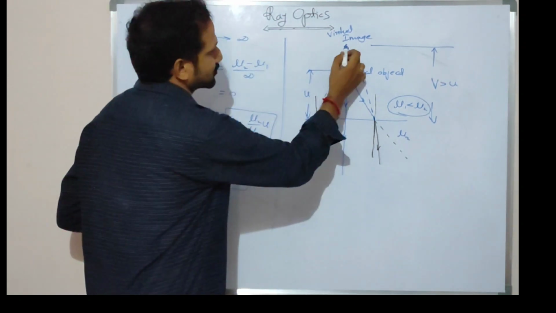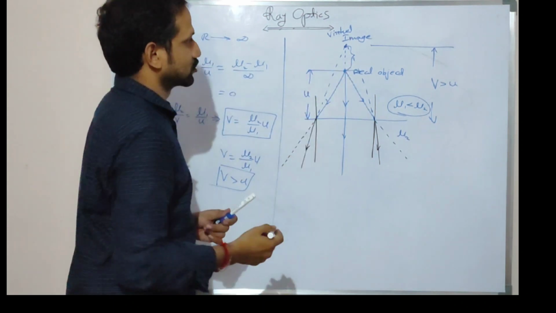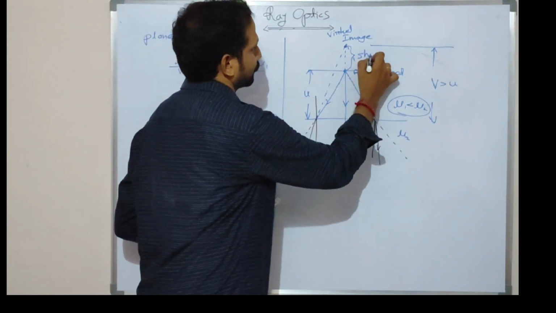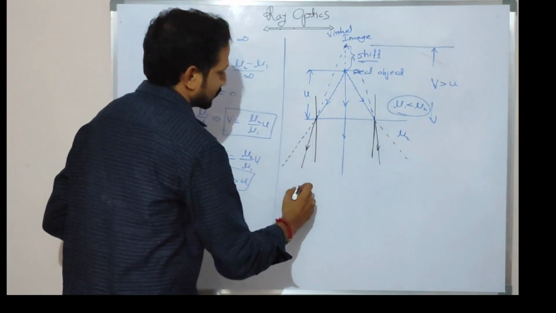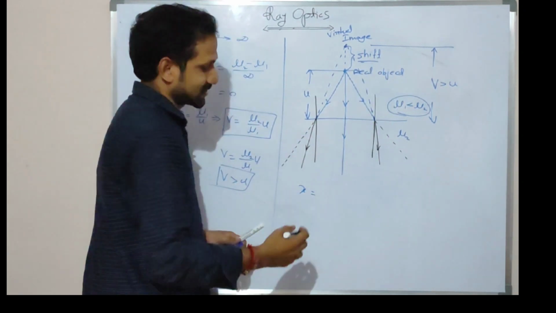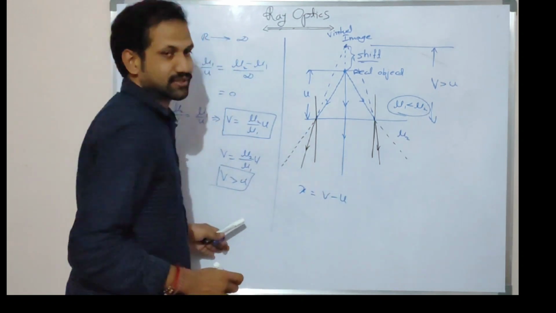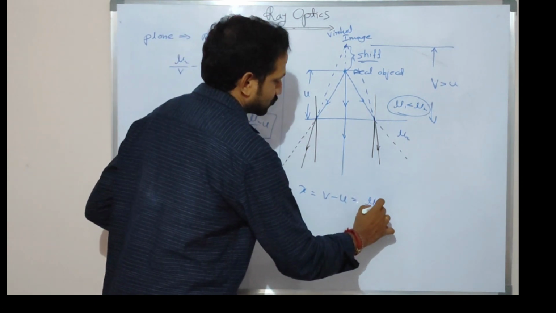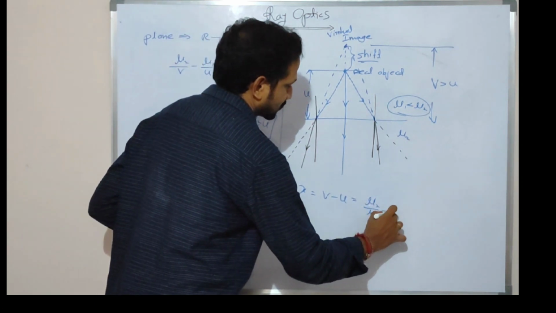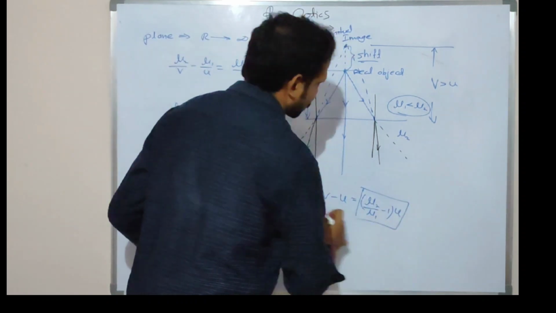The difference between the image distance and the object distance is called the shift. The shift symbol is x. The shift equals image distance minus object distance. So v minus u is mu2 by mu1 minus 1, into u. This is going to be the shift.